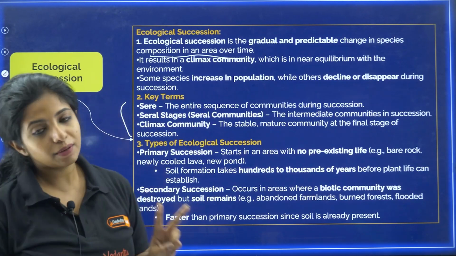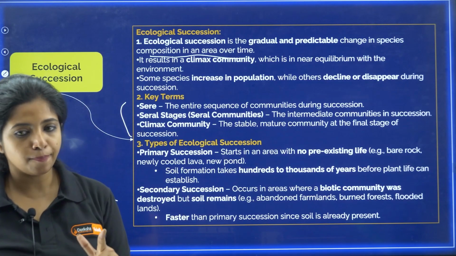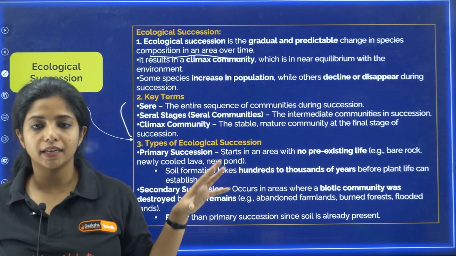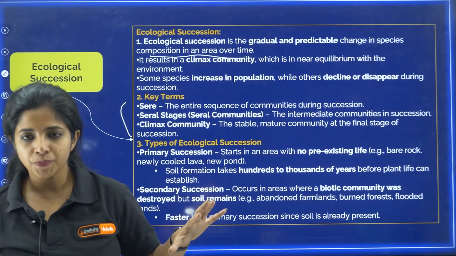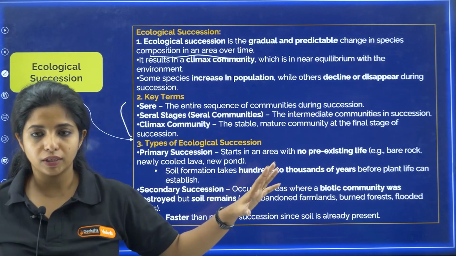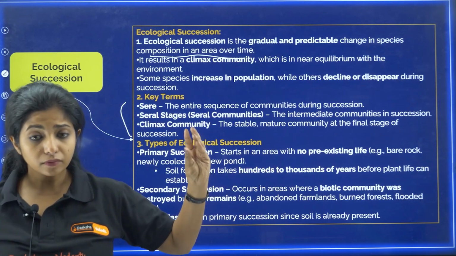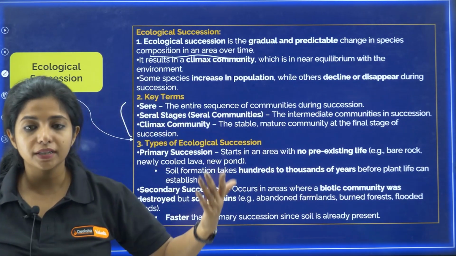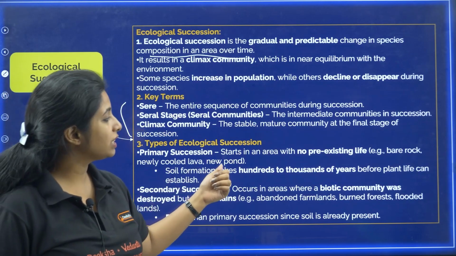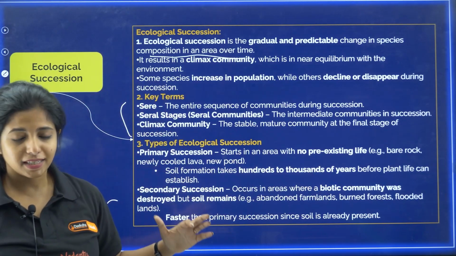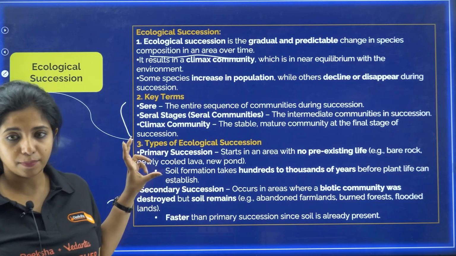Okay. So there are two types of successions, primary and secondary. Primary is when it starts in an area where there is no pre-existing life. For example, a bare rock, newly cooled lava, a new pond. There is no life over here. From here, there is a new life coming up. This is known as primary succession. So, soil formation takes hundreds to thousands of years before the plant life can actually establish. So, primary succession happens first, my dear children.